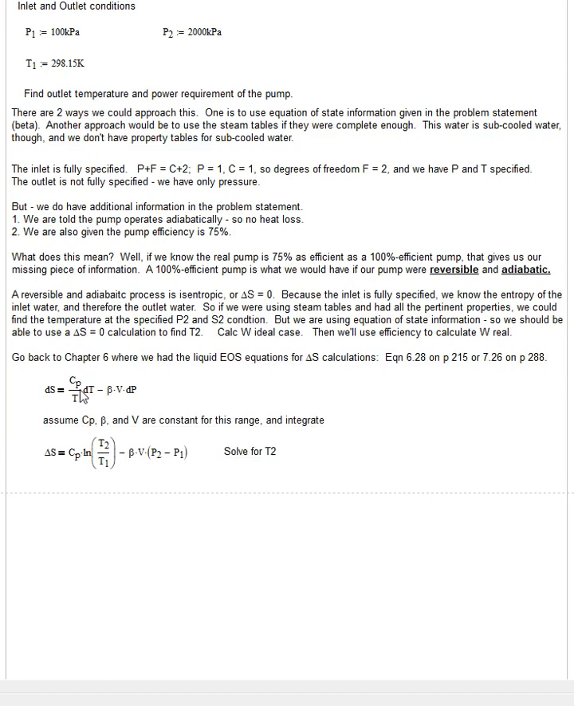So this is the fundamental property relation that we have for liquids that are given by this particular equation of state where you're given a beta value. dS is equal to Cp over T dT minus beta times V times dP. So what we're going to do in doing this calculation is we're first going to solve for T2.